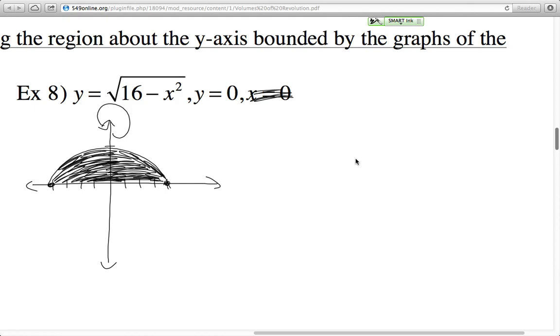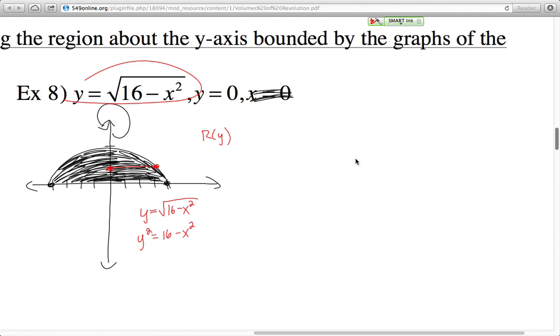So my radius is here. Got it? Yeah. That ends up being r of y. I need to re-solve this. What do I got to solve it for? X. So we got y equals the square root of 16 minus x squared. How do I solve that? Square both sides. You're going to get y squared is equal to 16 minus x squared.